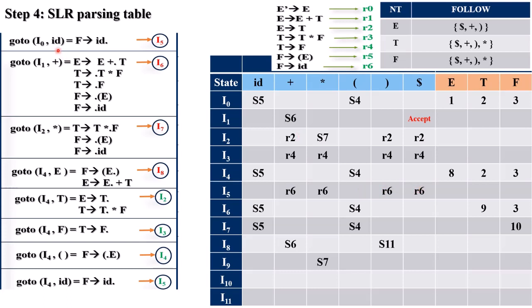Next. Here at last dot is not there. Here at last dot is not there. Here no. Here is there. Here it is. Okay. E tends to T dot. In I2 we have to put. E tends to T dot is reduction number R2.